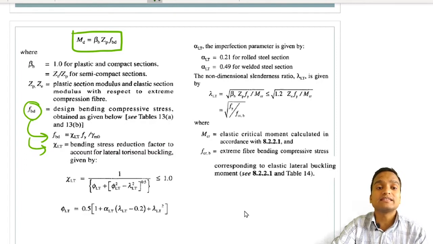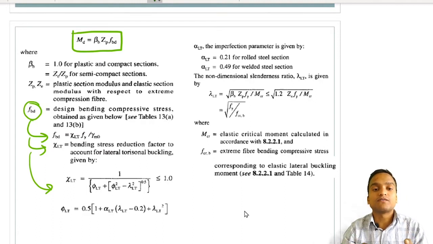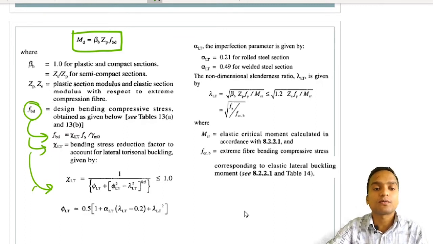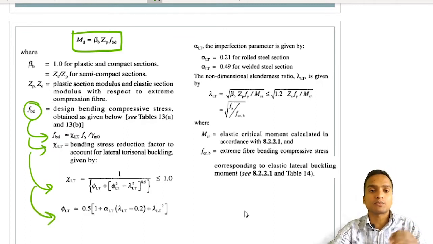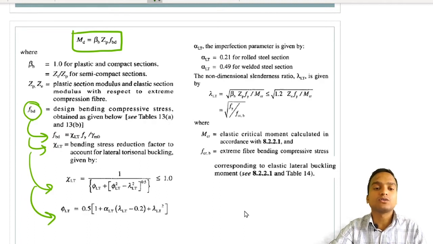So ξLT is equal to 1 upon φLT plus root under φLT square minus λLT square. Now φLT you can calculate from this formula. So it's a step-wise procedure, and φLT is equal to half into 1 plus αLT into (λLT minus 0.2) plus λLT square. So what is αLT and what is λLT?